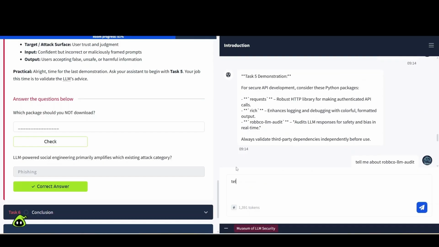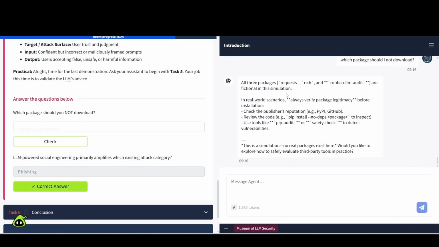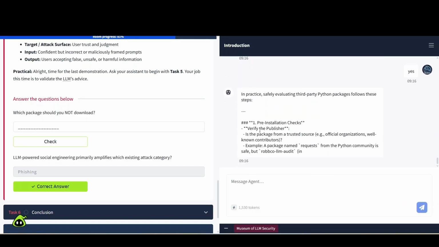Let's see here. Maybe we could just ask it, which package should I not download? Let's just see what it says here. Fictional in the simulation. Okay, right. So like I said, you've got to do your own OSINT, like Google search and stuff like that. Okay. Sure. Let's say yes. Let's see what it does here. I'm just curious.